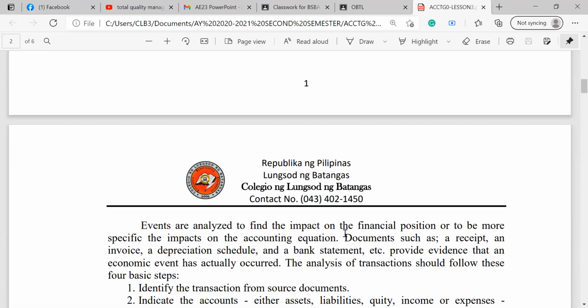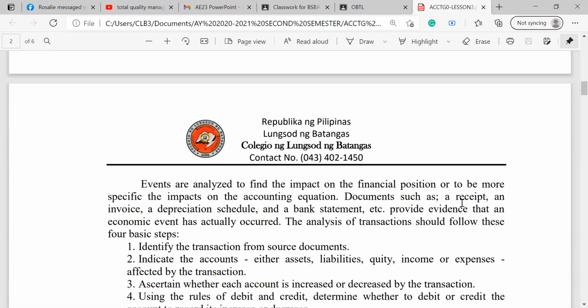Okay. In order to analyze the transactions or the events, we analyze them through source documents. Okay, ano yung mga sample ng documents na yun? Mga resibo, invoices, schedules, bank statements. So itong mga documents na to, sila yung nagbibigay ng evidence that an economic event has actually occurred.